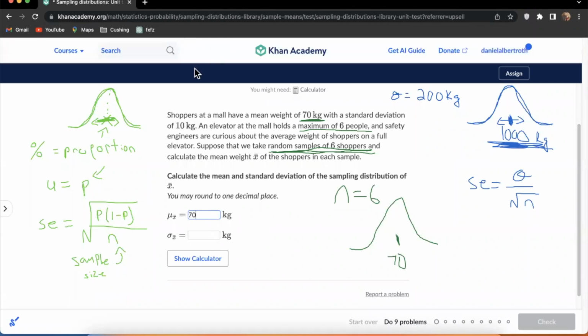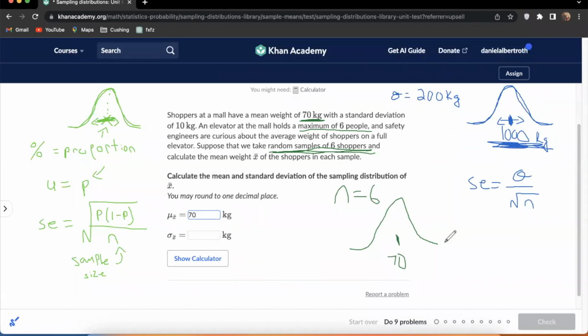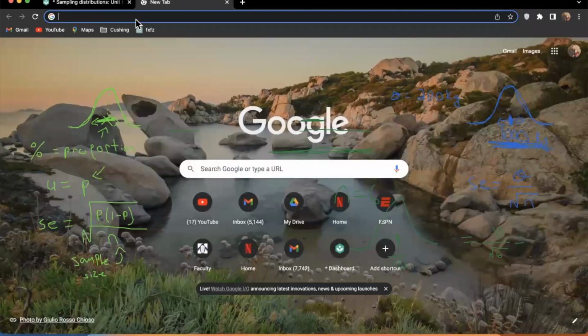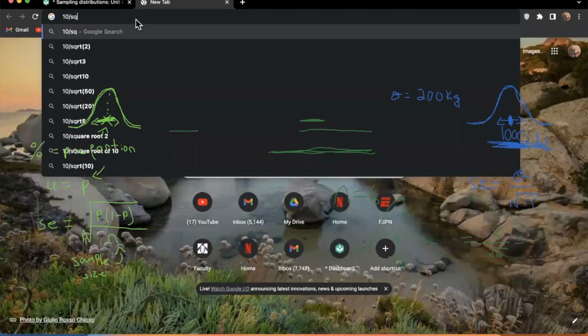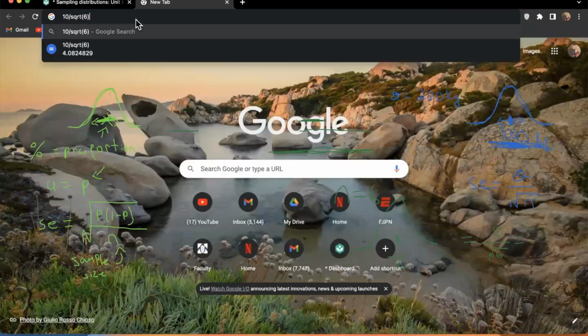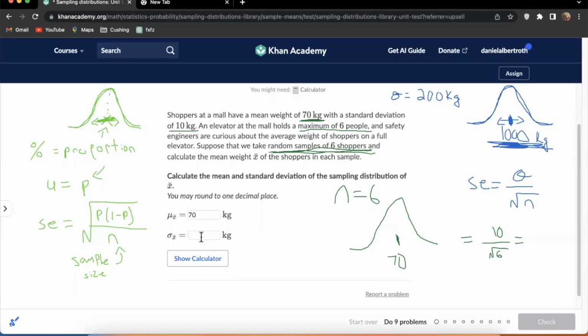And the standard deviation of the sampling distribution depends on the sample size. So here, the formula is in blue. Our standard error is the standard deviation within the population, which is 10, divided by the square root of the sample size, which is 6. So the standard deviation of our samples is going to be 10 divided by the square root of 6. Let me do that here for you. 10 divided by square root of 6 is 4.08, we'll round it to 4.1, because it says to round to 1 decimal place. All right, very nice.